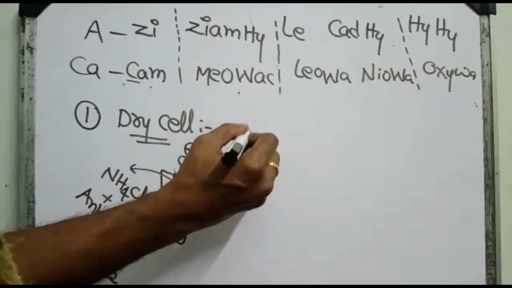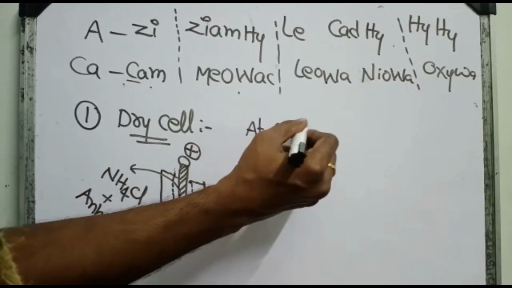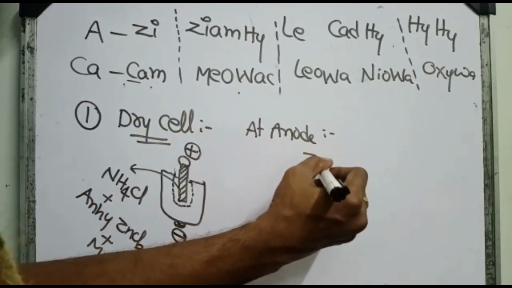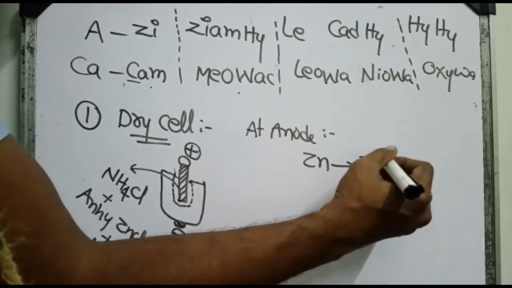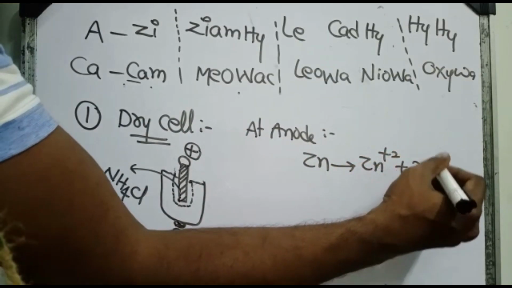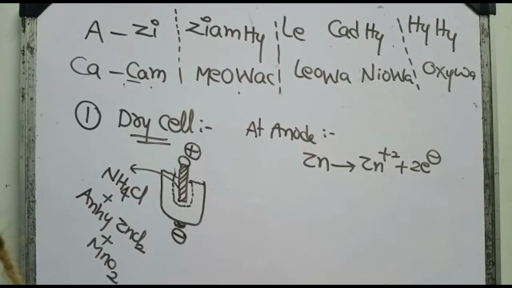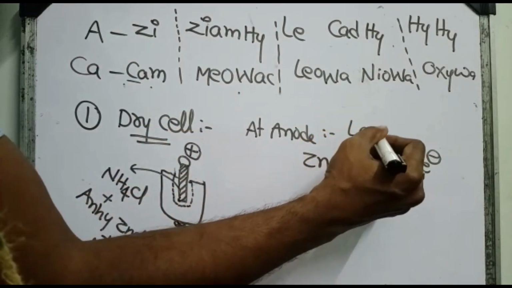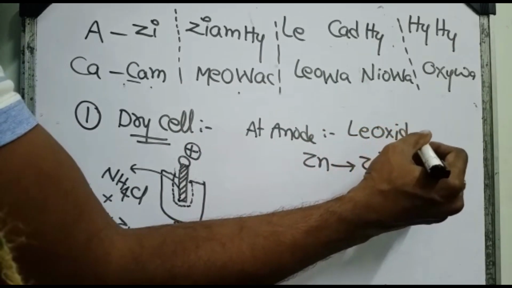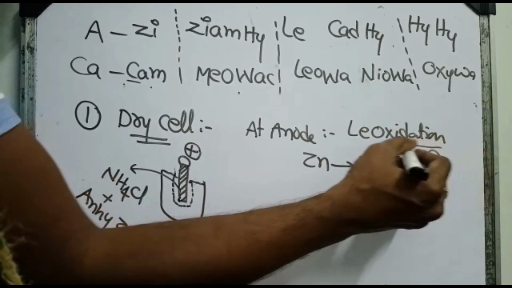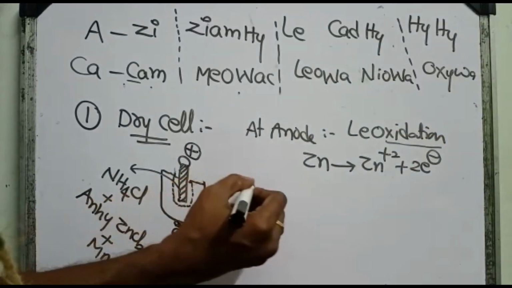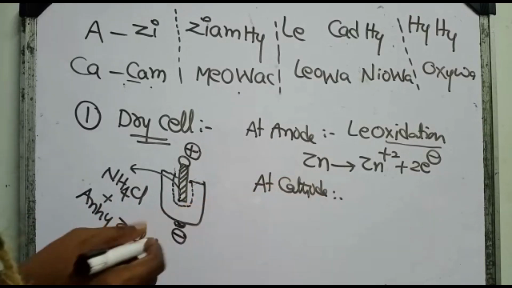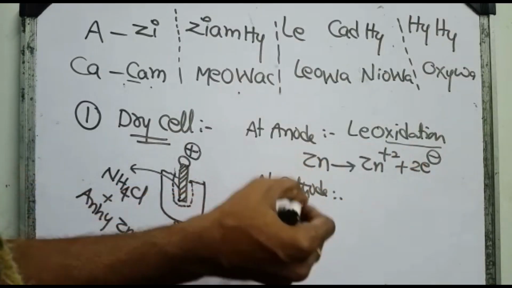So at the anode, what happens? At the anode, zinc loses electrons. Zinc becomes Zn2+ plus 2 electrons. Already we know the anode is oxidation, loss of electrons. So at the anode, oxidation takes place.